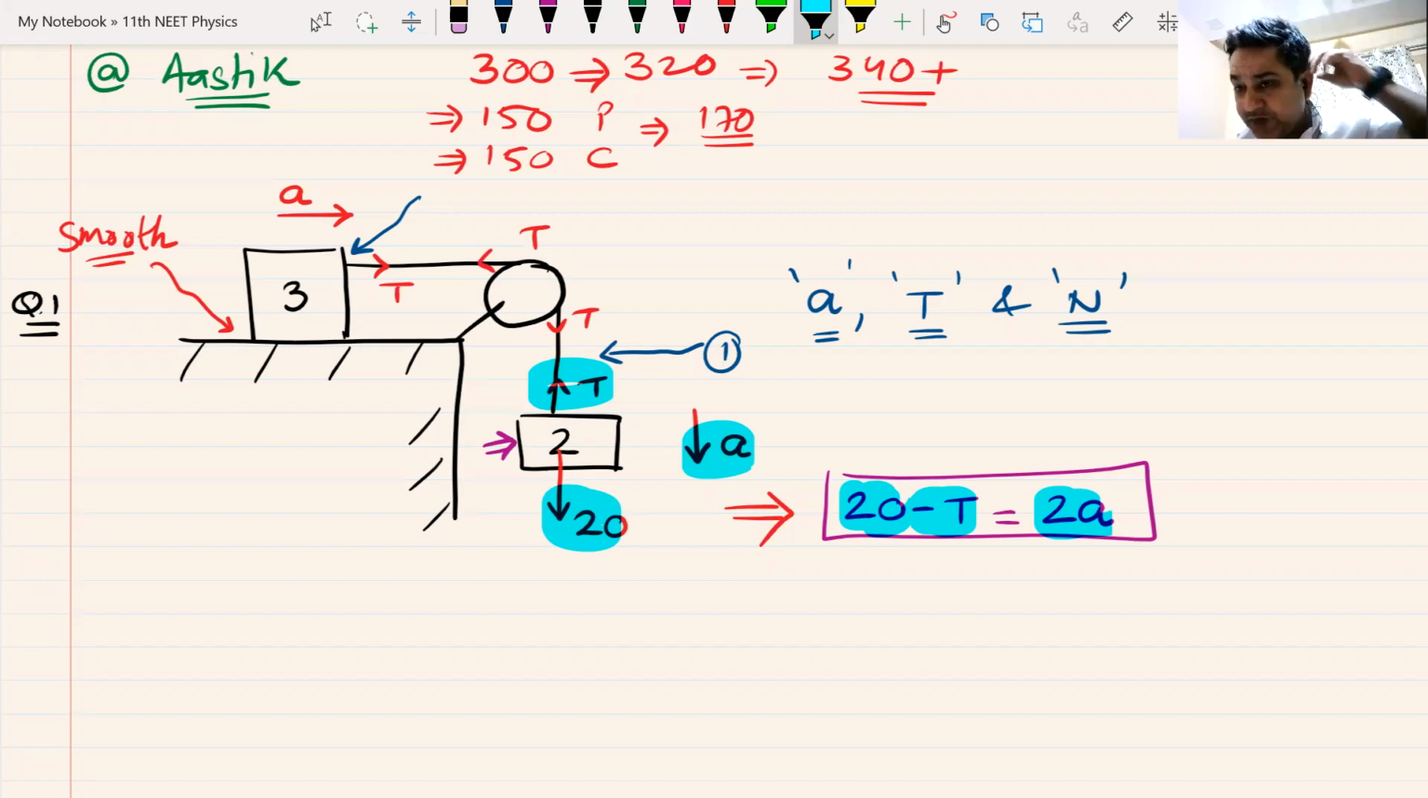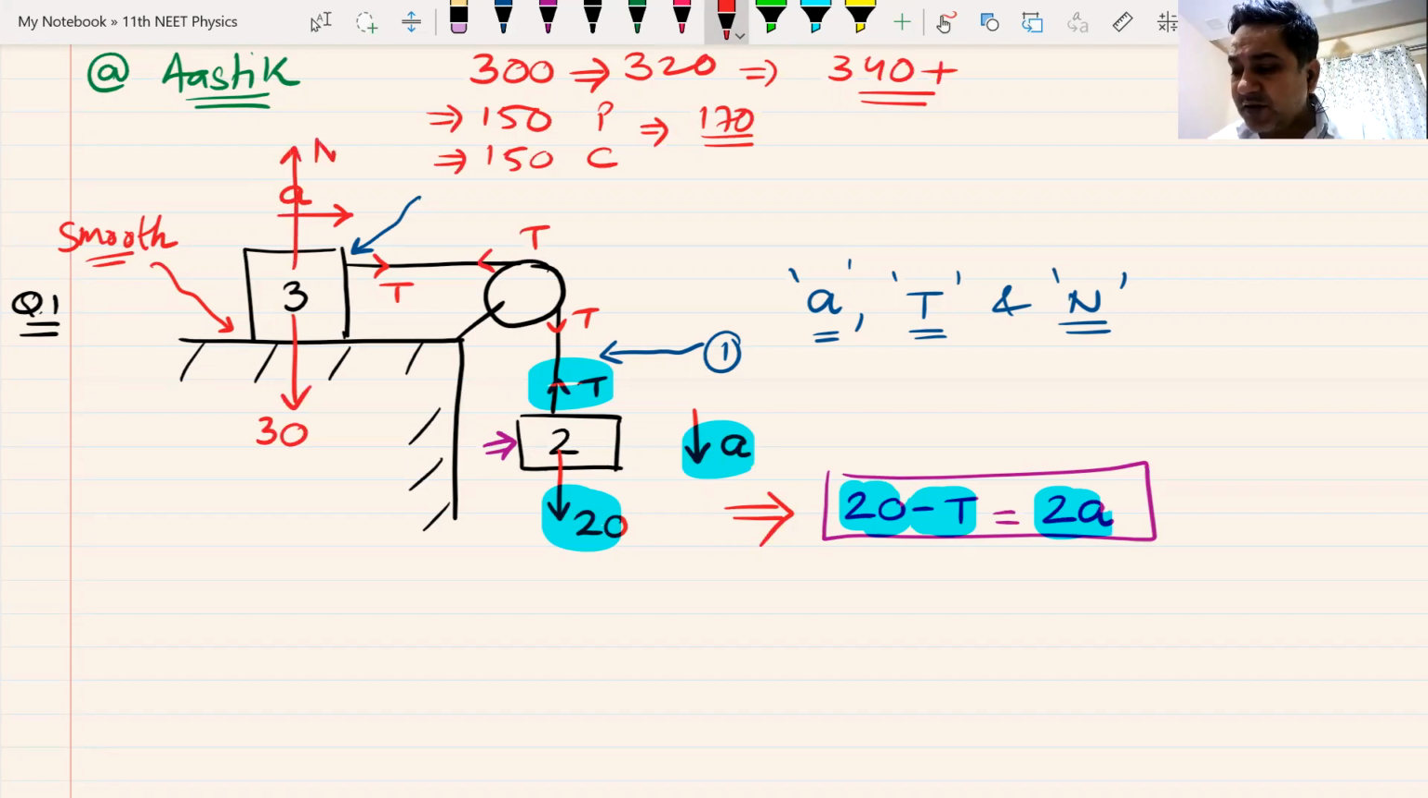Okay, great. So 20 minus T is equal to 2A. That becomes my equation for the 2 kg block. Now is the turn for the block of 3 kg. I have to draw the free body diagram. What are the forces that I see here? One is gravity, which is downwards, 30 N. One is the normal reaction, which is upwards. And the other is the tension, which is rightwards.